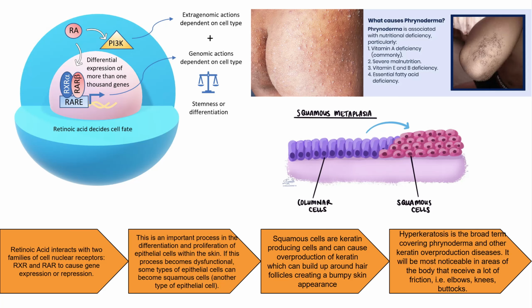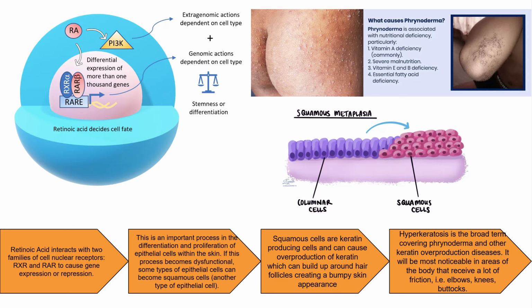All right, now we're going to talk about the epigenetics again. So, retinoic acid interacts with two families of cell nuclear receptors, RXR, or the retinoid X receptor, and RAR, or the retinoic acid receptor, to cause gene expression or repression. This is an important process in the differentiation and proliferation of epithelial cells within the skin. If this process becomes dysfunctional, some types of epithelial cells can become squamous cells, which is just another type of epithelial cells that produce keratin.